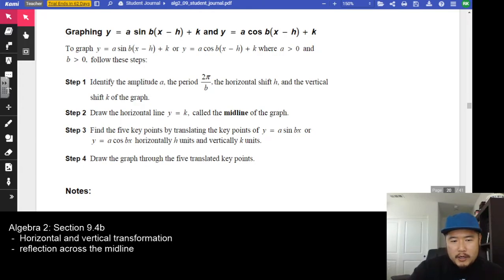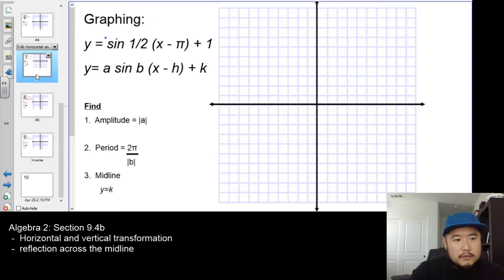So next up on our examples right here is this equation: y is equal to sine of 1/2 times (x minus pi) plus 1. As we take a look at things, I have below our equation so that we can help us better determine where's A, where's B, and our horizontal and vertical transformation.